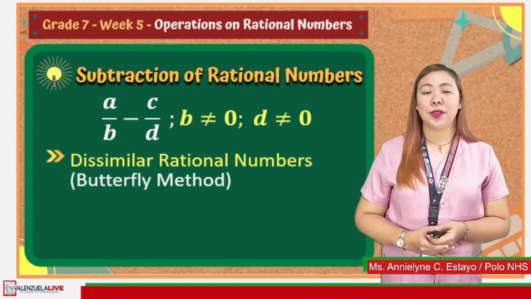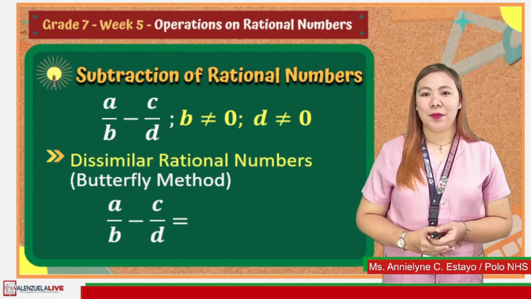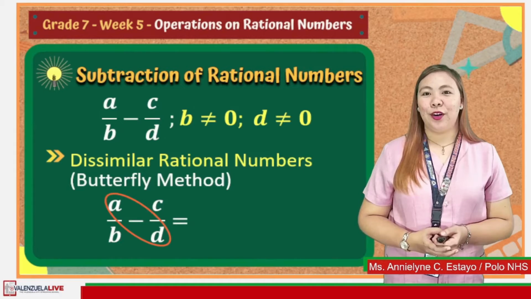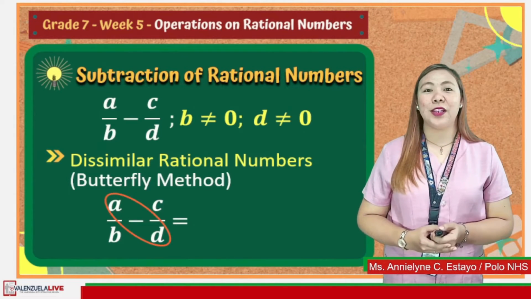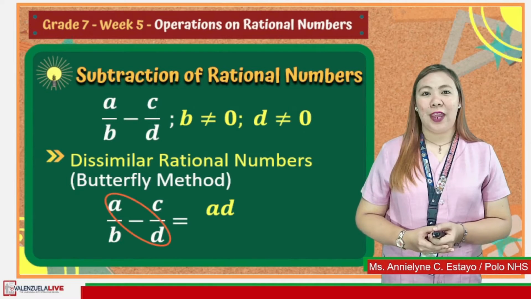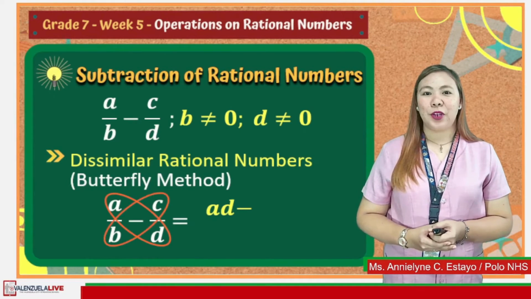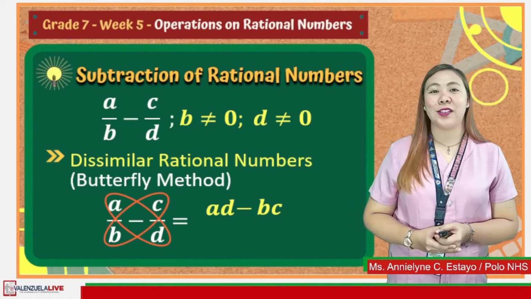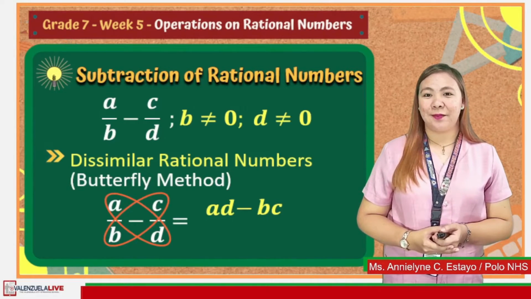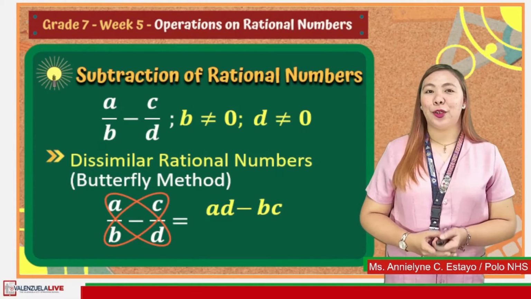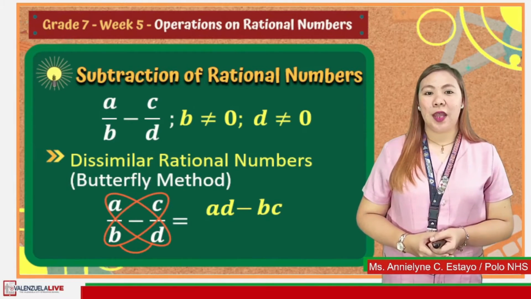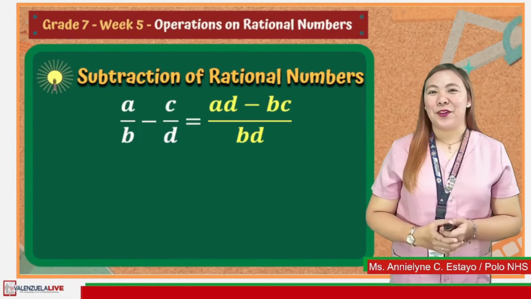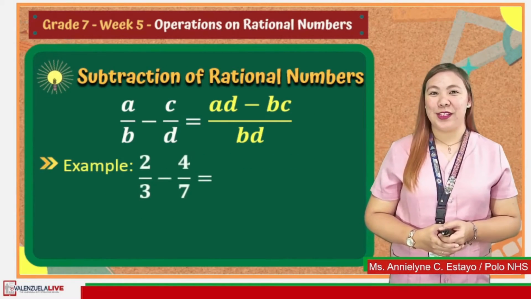we can also use the butterfly method. a/b minus c/d. First, multiply the numerator of the first fraction to the denominator of the second fraction. Thus, we have ad. Then, subtract the product of the denominator of the first fraction to the numerator of the second fraction. Thus, we have bc. Lastly, the denominator will be equal to the product of the denominators of the two fractions. Thus, we have bd.